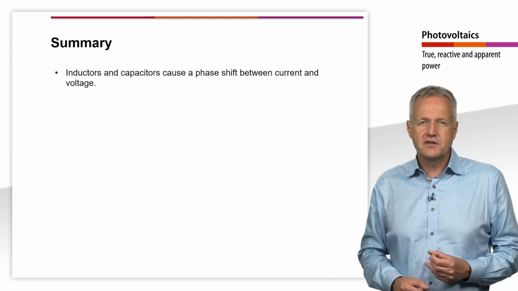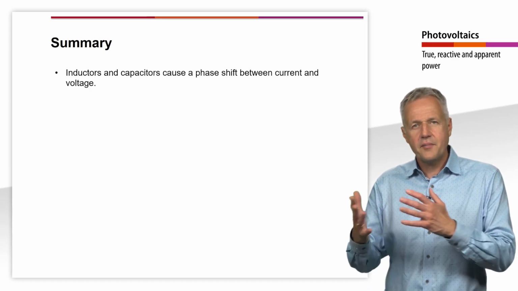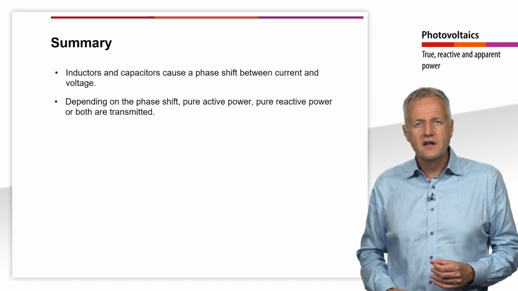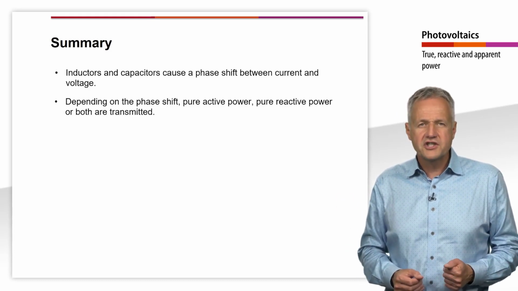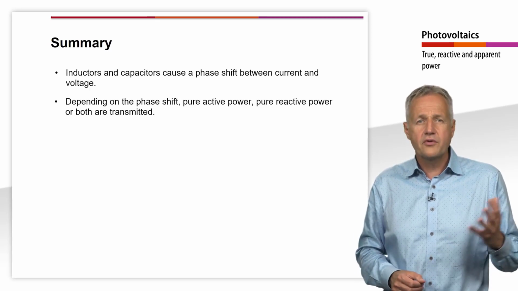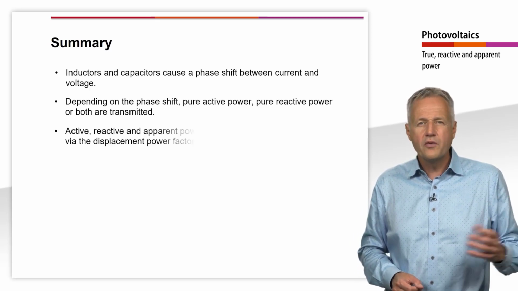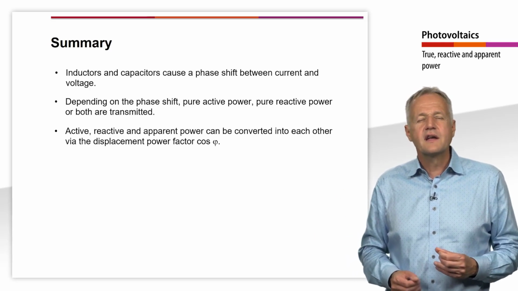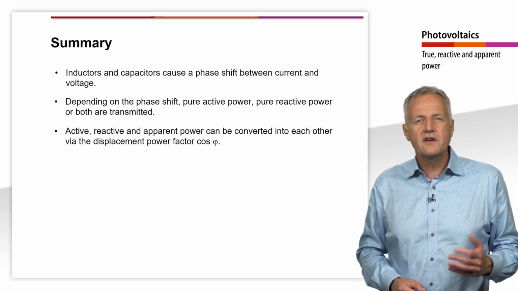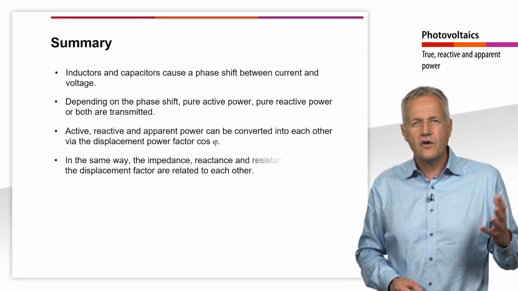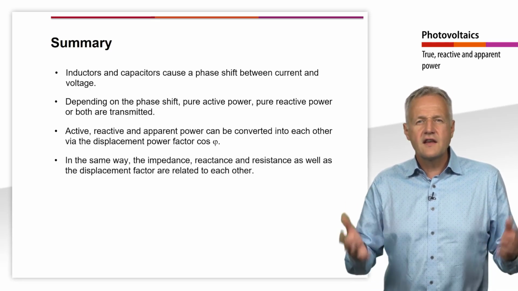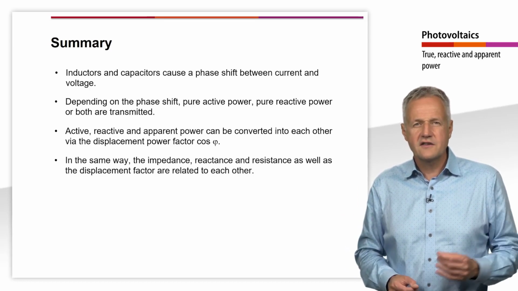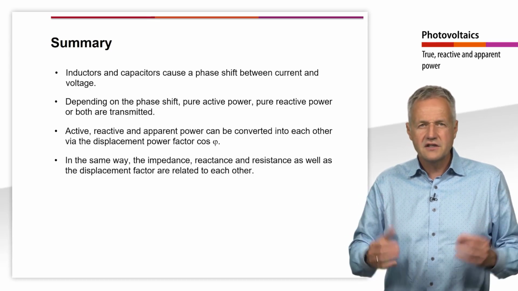Let's summarize the teaching unit. Inductors and capacitors cause a phase shift between current and voltage. Depending on the amount of phase shift, pure active power, pure reactive power, or both are transmitted. Active, reactive and apparent power can be converted into each other via the displacement factor cosine phi. In the same way, the impedance, reactance and resistance as well as the displacement factor are related to each other.